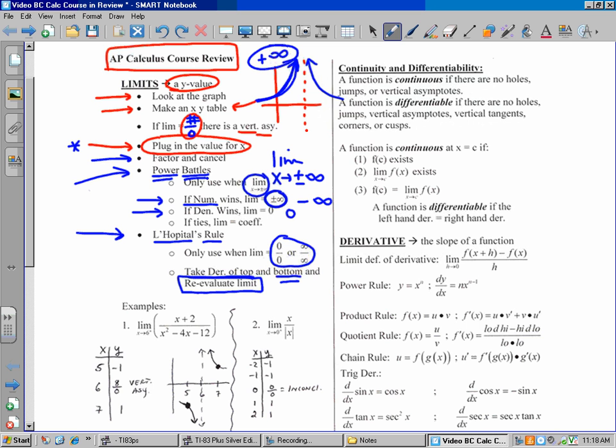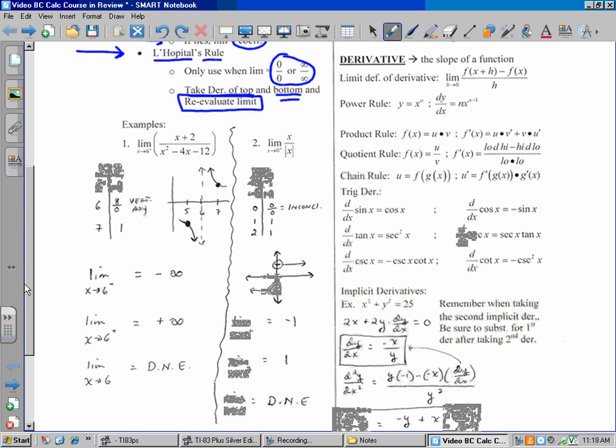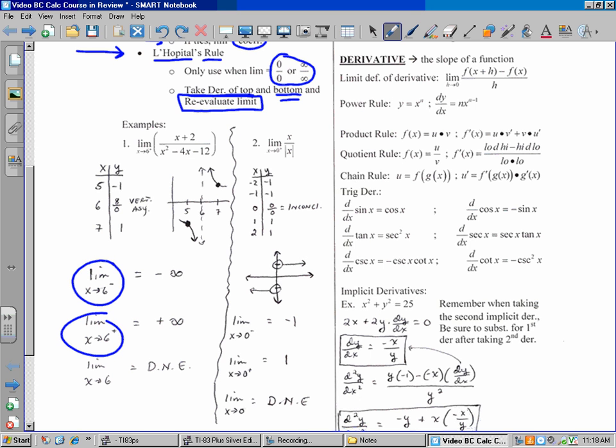And if the powers or exponents are tied, then the value of the limit equals the coefficients. All right, so I just have a couple of quick examples here for you. This first one says, what's the value of the limit as x approaches 6? And we could do it from the left, we could do it from the right, or we could do it in general. Okay, so I made a little XY chart you see here.